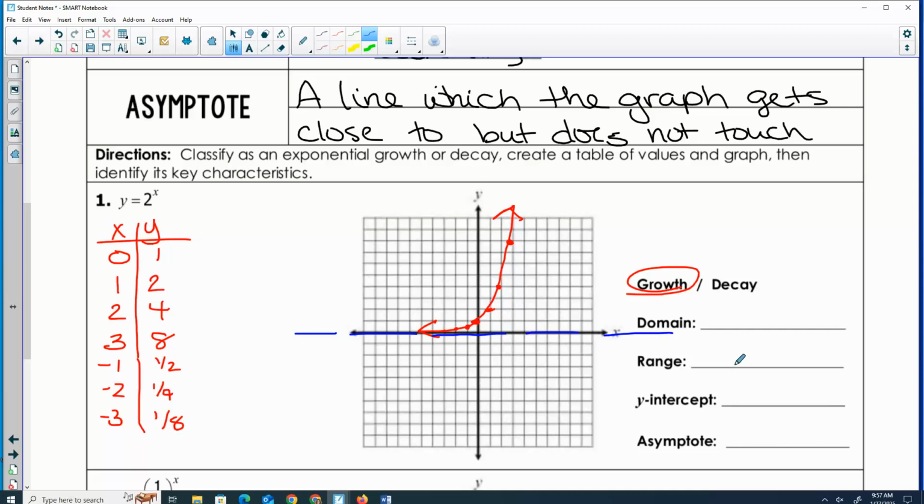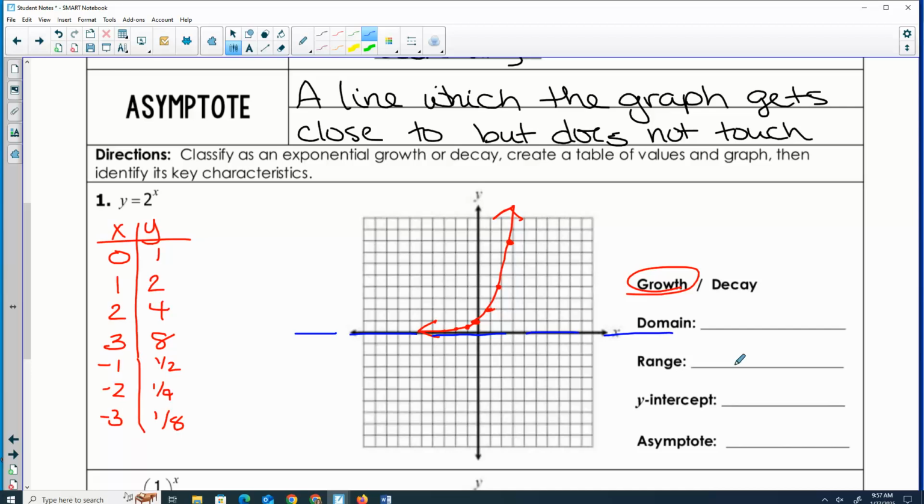So when you look at your graphs, it needs to be extending both ways. So I need to see the arrow going both ways. I need to see that curve. And we need to make sure that we have those points from our table plotted on our graph.